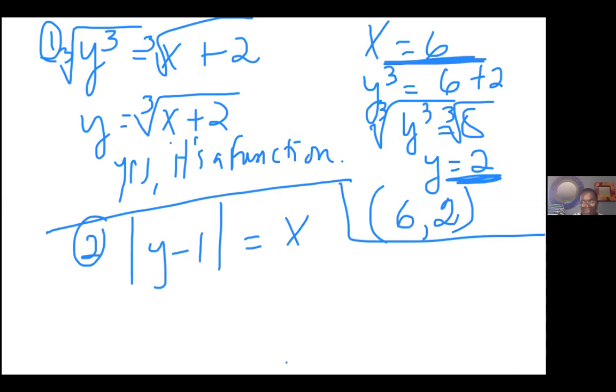Function or not? What do you guys think? Don't be bashful, guys. Just drop something in there. It's either yes or no. Either you're right or you're wrong. It's a 50-50 guess, okay? It's the absolute value of y minus 1 is equal to x. What do you guys think? Sarah says, no, it's not a function. Emily Mato says, yes, it's a function.